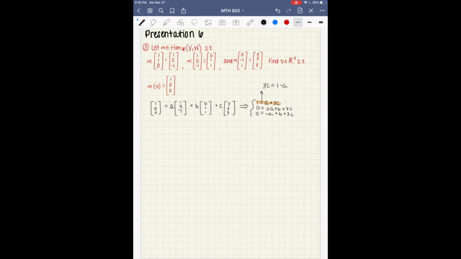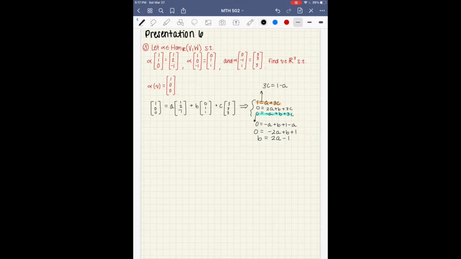Then the second equation that I looked at was the third equation. I substituted in for 3c with the 1 minus a and got 0 equals negative a plus b plus 1 minus a. So then I got 0 equals negative 2a plus b plus 1. So then I got b equals positive 2a minus 1.